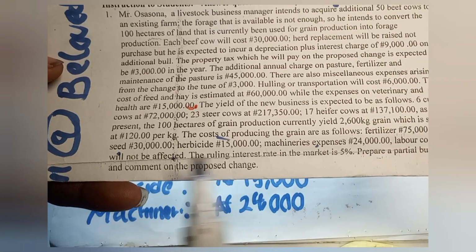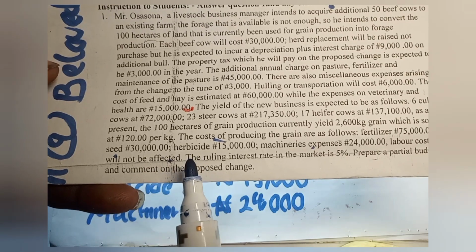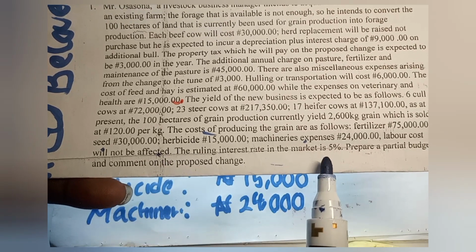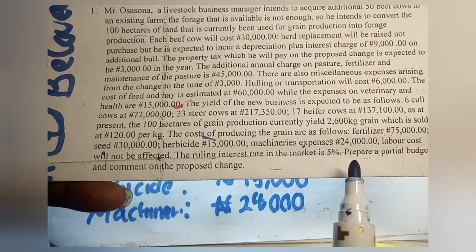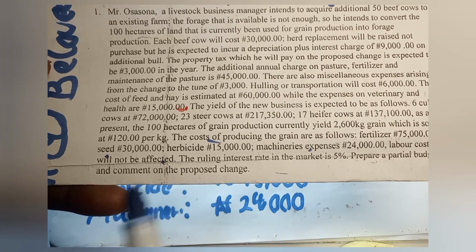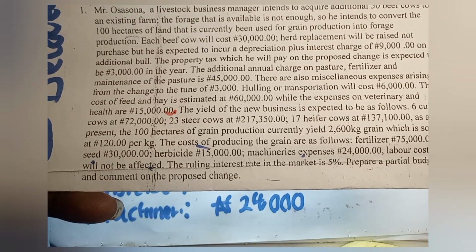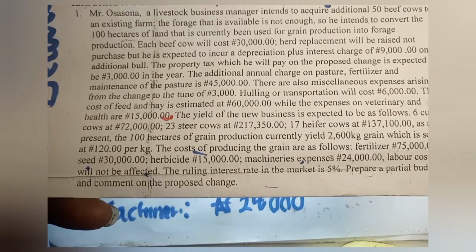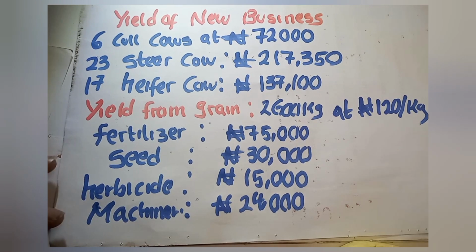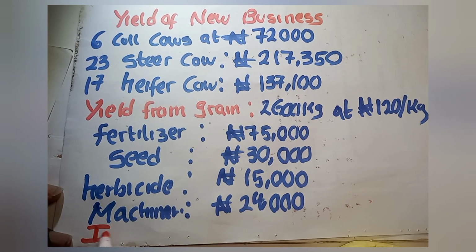Now the labor cost will not be affected. The ruling interest rate in the market is 5%. Now the question says prepare a partial budget and comment on the proposed change. Let's write out the ruling interest rate, which is 5%.